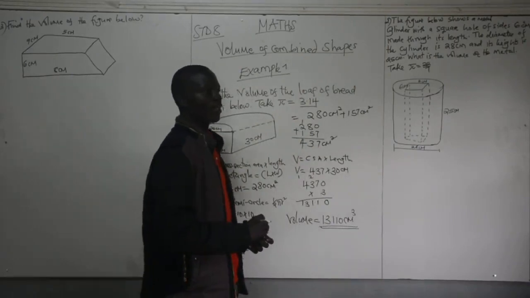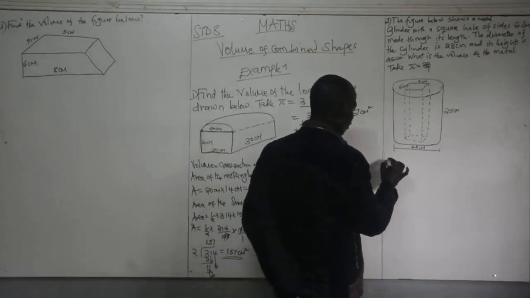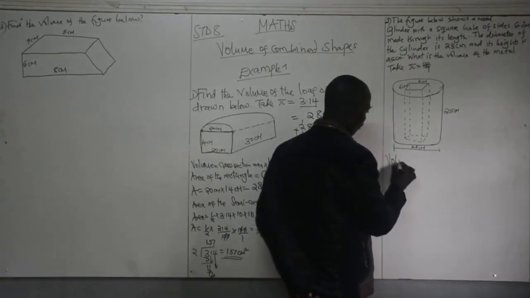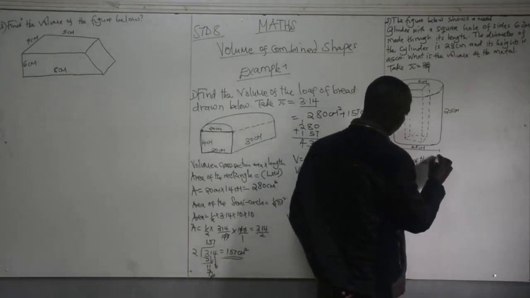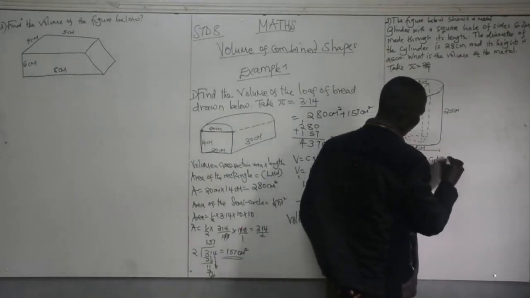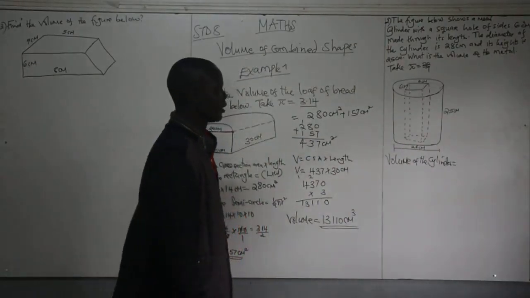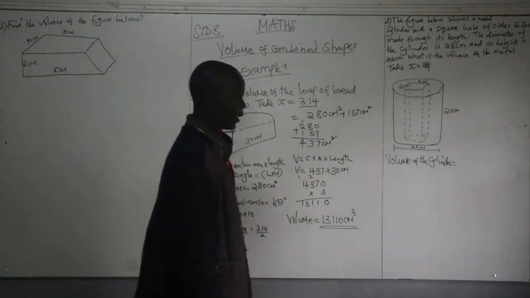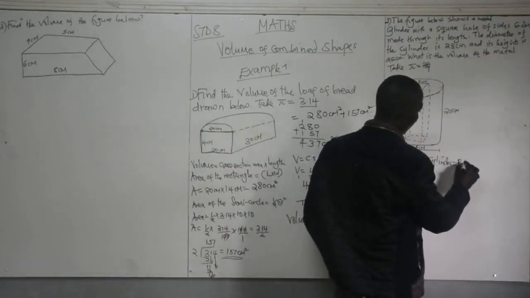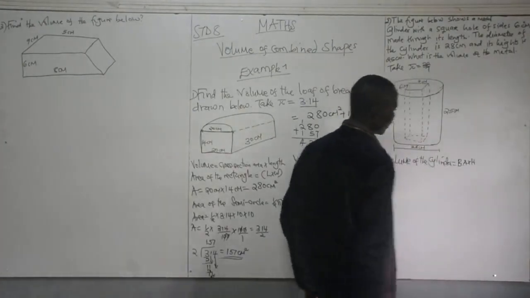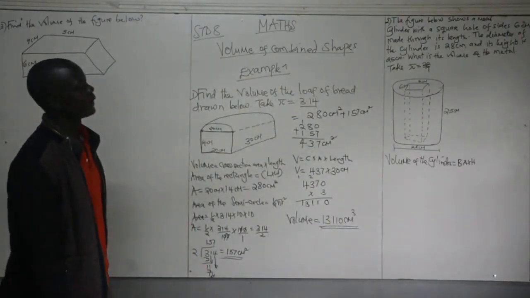So let us look at the volume of the cylinder. The volume of the cylinder is given by which formula? We said last time that it is equal to what? The base area times the height. Volume is equal to the base area times the height.